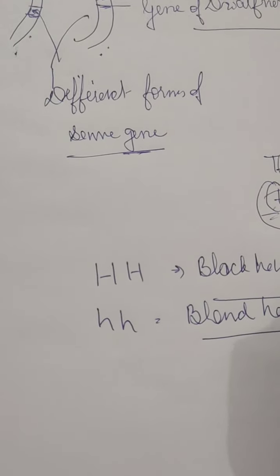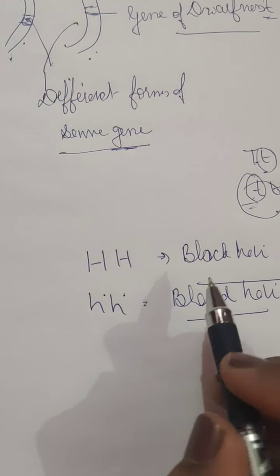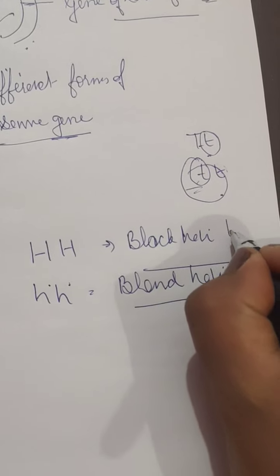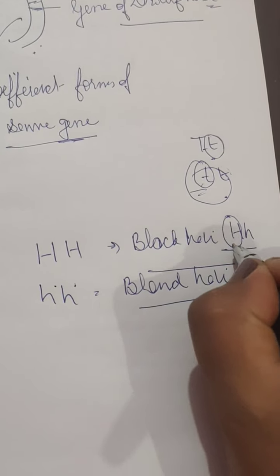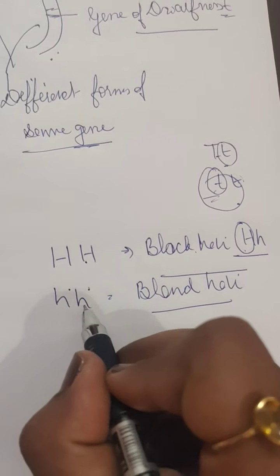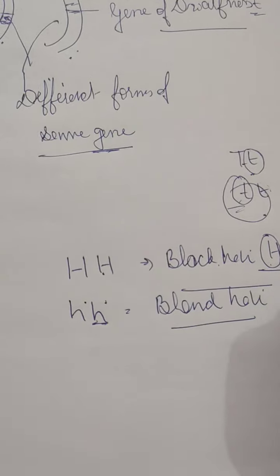Okay, so the black hair phenotype is HH, or it can also be H and h. Here, this capital H is a dominant gene, so it will be black. So black is dominant, and this small h is recessive, so it will be blonde hair.